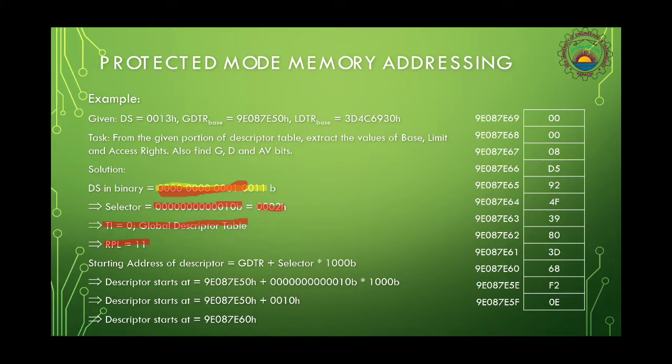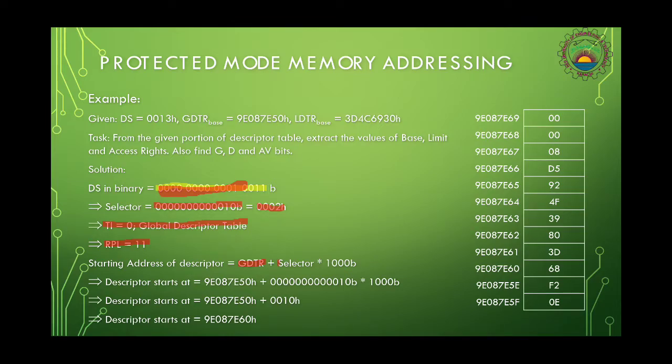Now we have to locate the descriptor within the given chunk of the descriptor table. As we have decided up till now, we are going to access the global descriptor table, so we will be having GDTR here, and for locating the selected descriptor we have to use the selector value. As we have discussed earlier, each descriptor is of 8 bytes, so we have to multiply the selector value with 8 to locate the descriptor within the descriptor table.